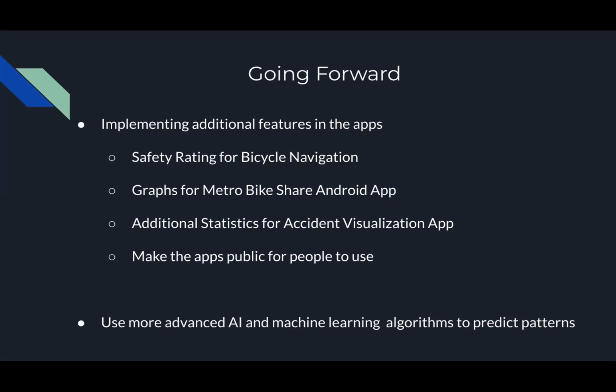Now, going forward, these are the few features that we hope to implement in our apps. First is safety rating for the bicycle navigation, and then graphs for the Metro Bike Share Android app. Additional statistics for the accident visualization app, and we hope to make these apps public for people to use. Lastly, we would like to use more advanced AI and machine learning algorithms to predict patterns.